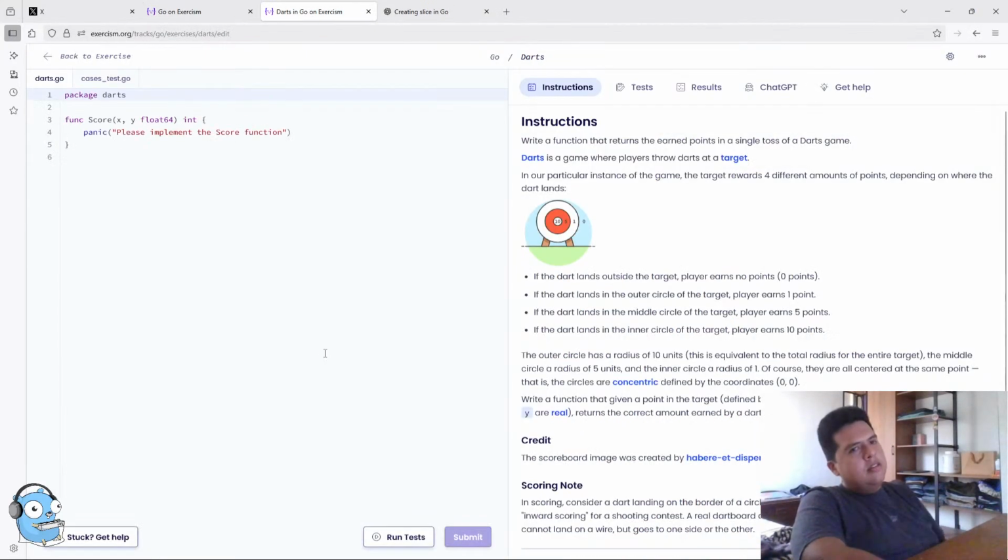Dart. I remember playing that game in the house of my father, and oof, I broke into a lot of pieces.